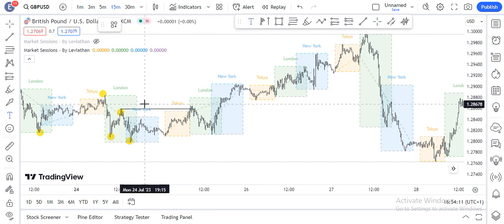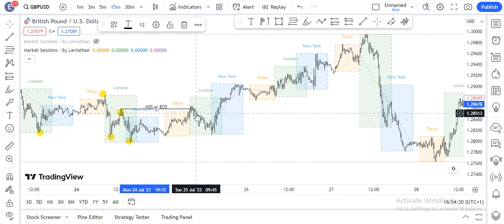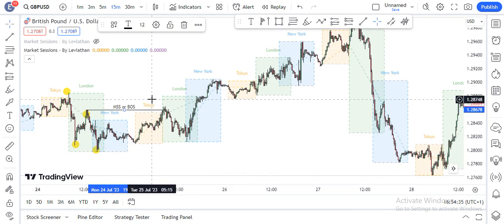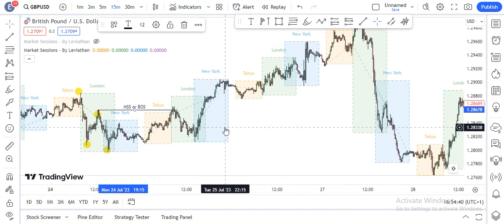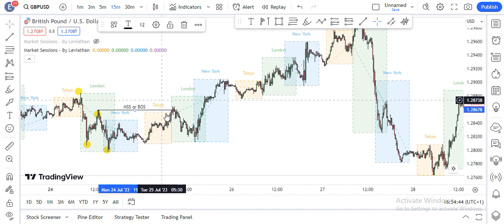You see them, right? MSS or BOS. This is going to be your market structure shift or your break of structure. Then now you'll be anticipating buys to the upside. With anticipating buys to the upside, I'm going to teach you guys how to use a certain tool called the Fibonacci retracement tool to catch these retracements.